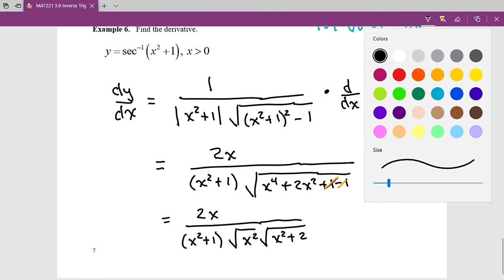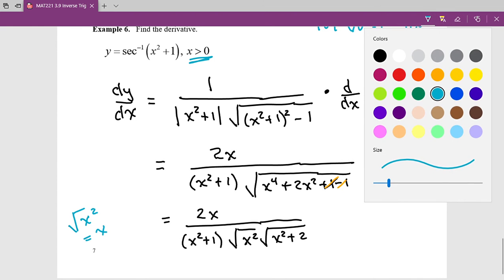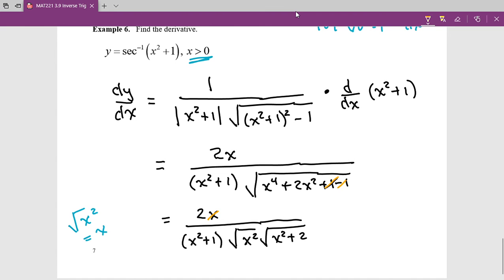Okay, and one more thing here. We are assuming x is positive, so the square root of x squared there is really just what in disguise? It's just x. And that x will cancel with the x in the numerator. Okay, so finally here, in simplified form, we're looking at what? And there we go.